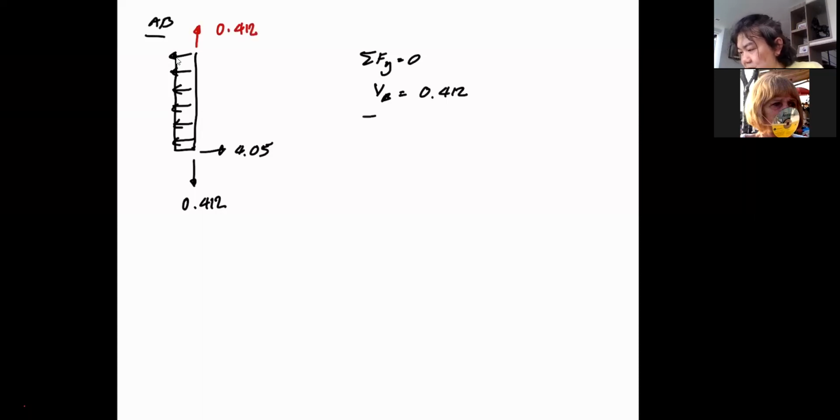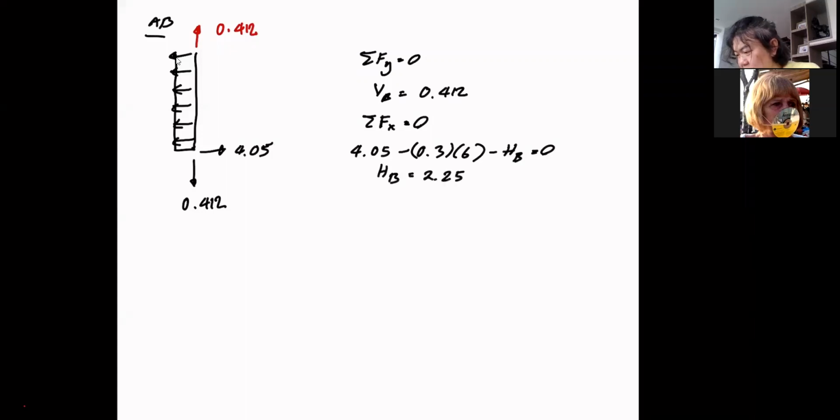And then sigma Fx equal to 0. So you have 4.05 minus, that's 0.3 multiplied by 6. That's minus, so if I call it HB equal to 0, right? So HB is now 2.25 tons.